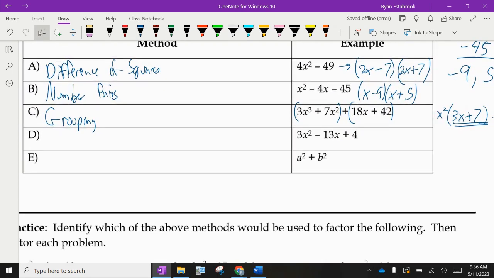The last method, letter D, is probably the hardest one. And it's like the number pairs, except there is a number in front of the x squared. So 3 terms, trinomial, x squared, great, but there's a number in front of the x squared. And unfortunately, there's no GCF we can take out of all of them. So we have to do another method. What is this one called? Split the middle term.